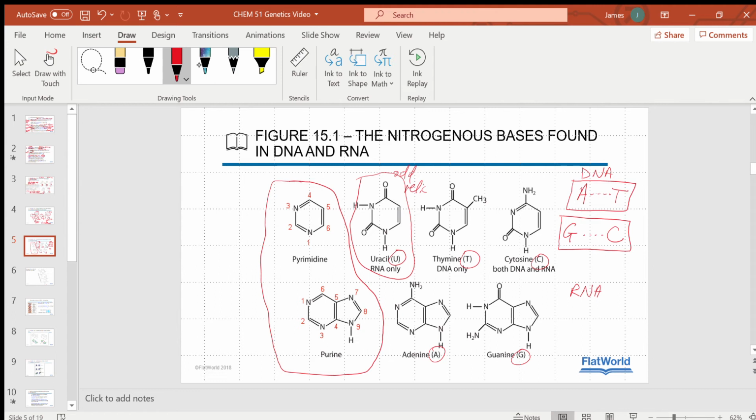So in RNA, we have adenine hydrogen bonding preferentially with uracil. And we have guanine preferentially hydrogen bonding with cytosine. So this is what I would highly recommend that anyone memorize, and certainly my students should memorize.